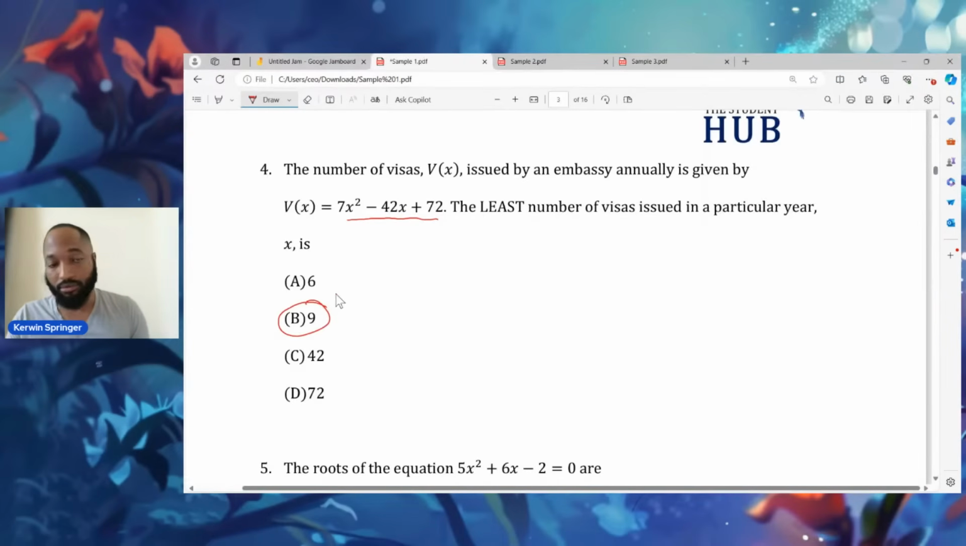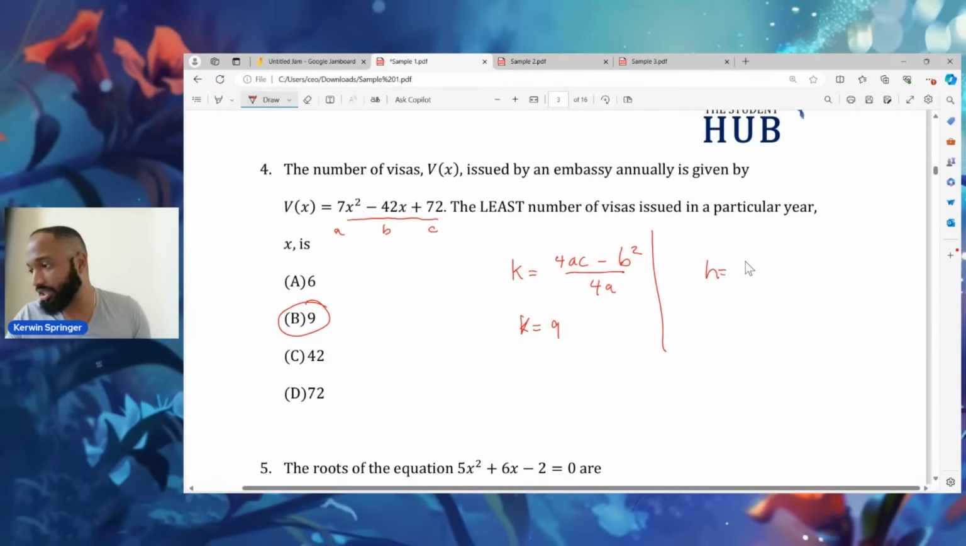How is that? So in other words, I want the k when I complete the square. And k is (4ac minus b squared) over 4a. So if you substitute this, a, b, c being these numbers, a being 7, b being negative 42, and c being this, you would be able to get the value here. This will work out to be equal to 9. Yes, another way to do it is you can find h. h is b on 2a, and you will get h to be negative 3.